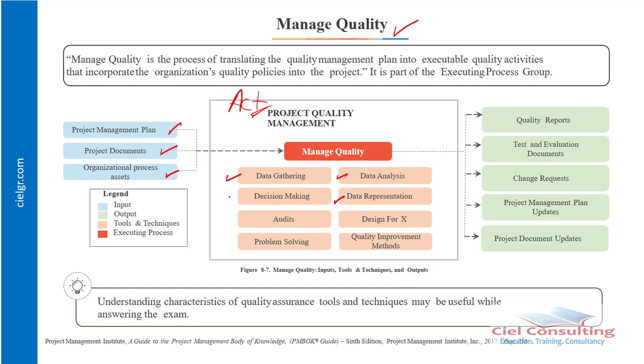Then also decision making is part of the tools and techniques to manage quality. Decision making in this regard talks about the fact that sometimes when it comes to managing quality, we need to take decisions based on the outcome of our analysis. Then also we carry out quality audits. Audit is also a way to enable us to manage quality.